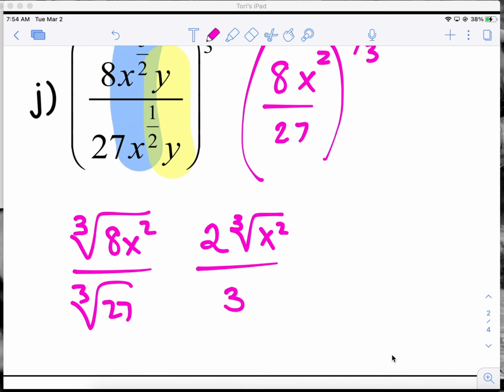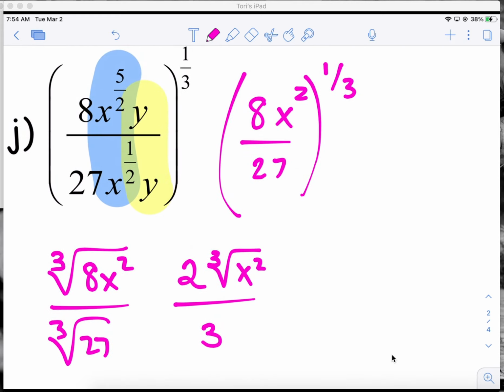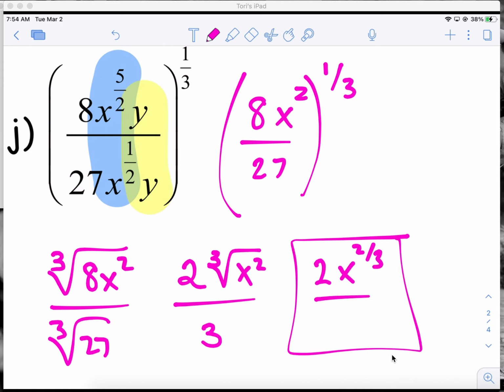Now, the problem is that I started with fractional exponents, so I have to end with fractional exponents. Your answer is not done until you get to here. Okay? You have to keep the same kind of answer.